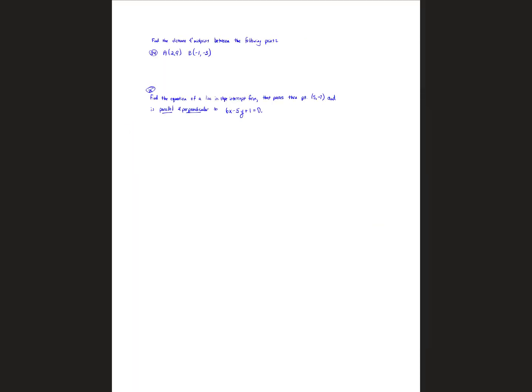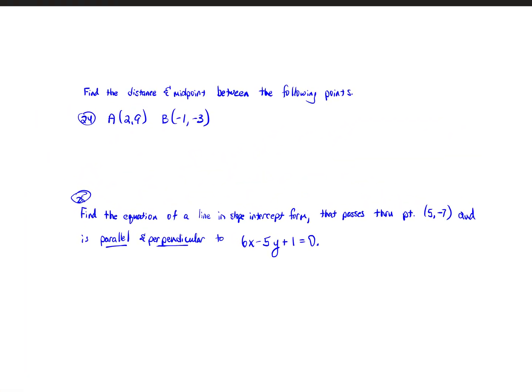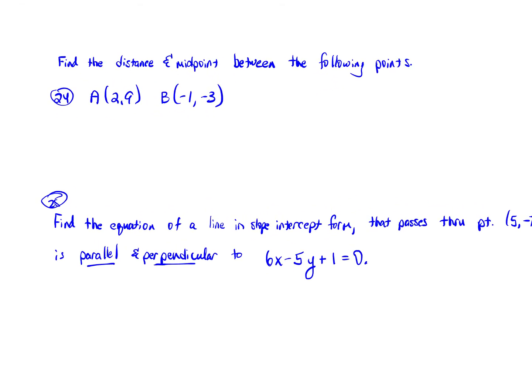For your last two questions, they come from that 1.1 lesson. So you're finding your midpoint and your distance, and then parallel and perpendicular lines. So for 24, you're given the points A and B. A is 2, 9. B is negative 1, negative 3. You're finding the distance and the midpoint between these two. For the distance, remember your distance formula is the square root of x2 minus x1 squared plus y2 minus y1 squared. You need to know that for tomorrow.